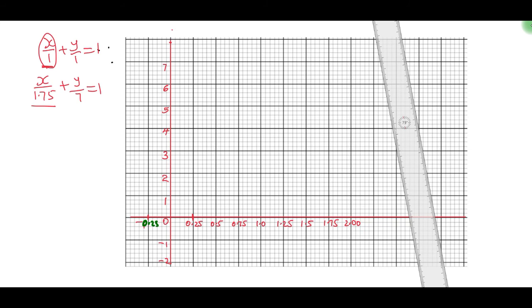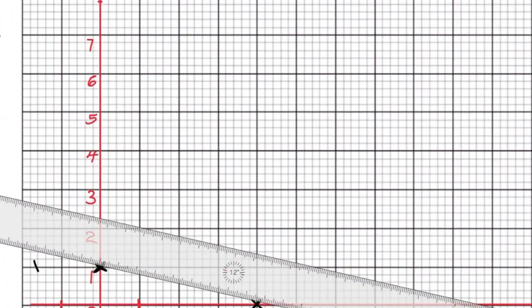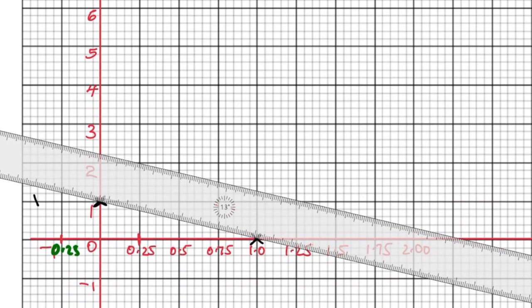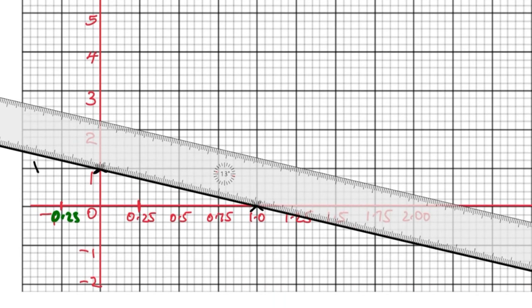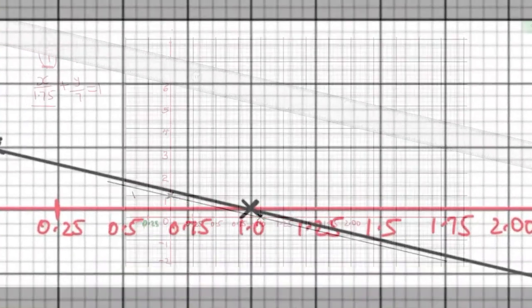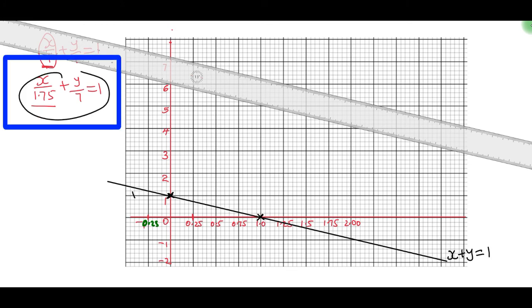Now, from there, we can move on and plot the points where it cuts the y-axis and the x-axis, then place the ruler and draw the line. I can label it: the original equation was x plus y is equal to 1. Then the other equation is what we now have.